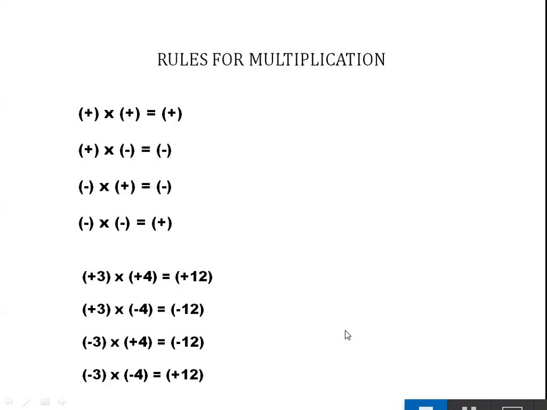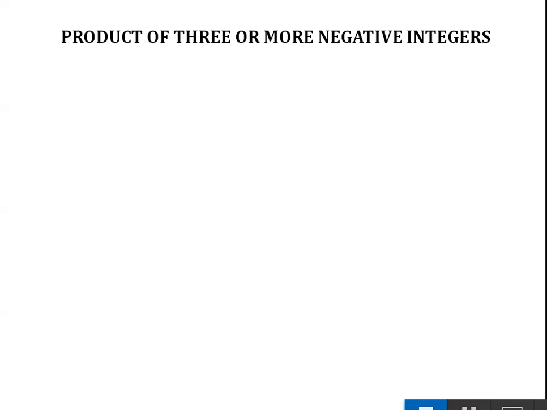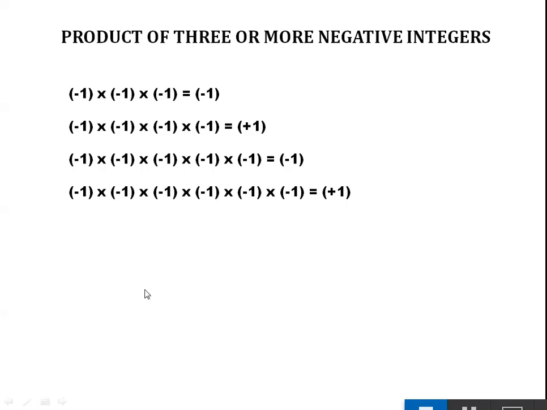Till now, we were dealing with the product of two integers. Now we are going to see what will happen when you multiply 3 or more integers. Product of 3 or more integers. Here we are using multiplication of negative ones. Here you can see you are multiplying negative 1. In the first step you are multiplying 3 negative ones. In the second one you are multiplying negative 1 4 times.